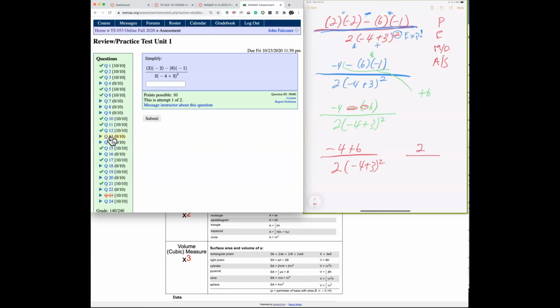And then here in the final step, let's go to blue. We have parentheses -4 plus 3. That's going to leave -1, I believe, squared, and 2 times that. So how much is -1 squared? -1 times -1 gives you a +1. So we have 2 over 2 times 1, which is equal to 2 over 2, which is equal to 1.